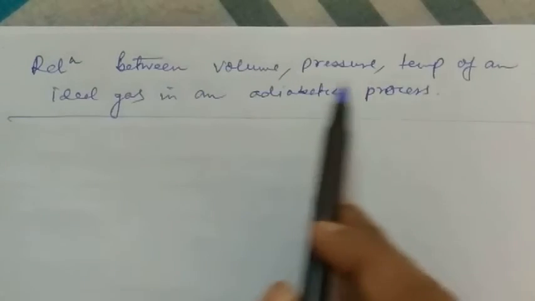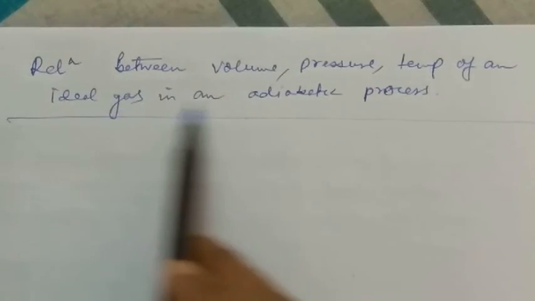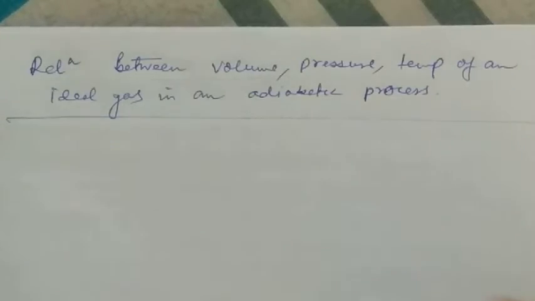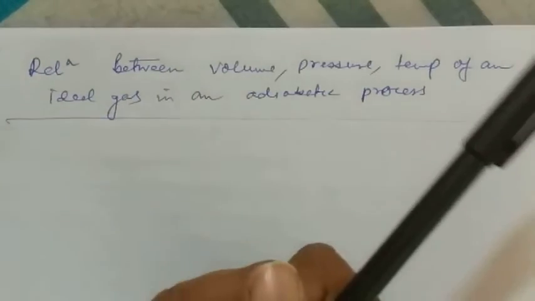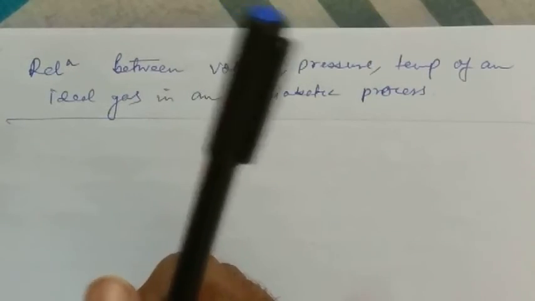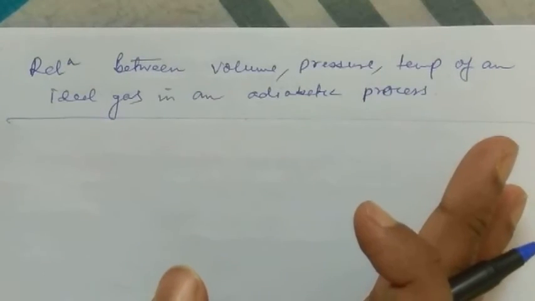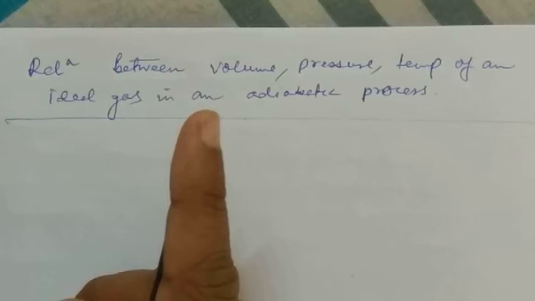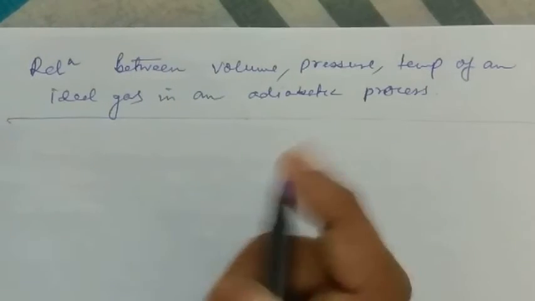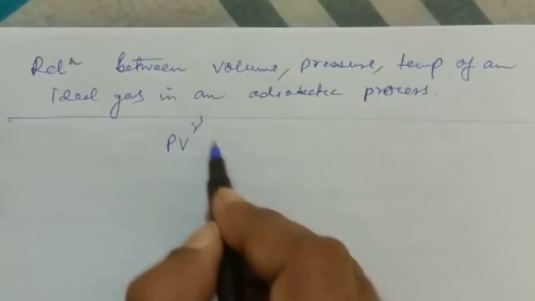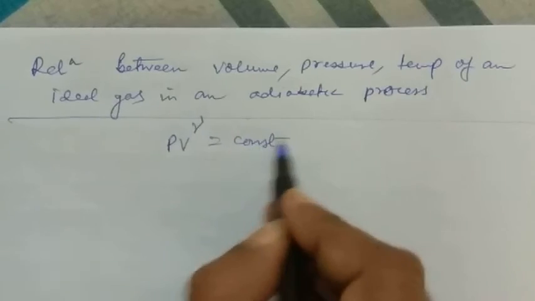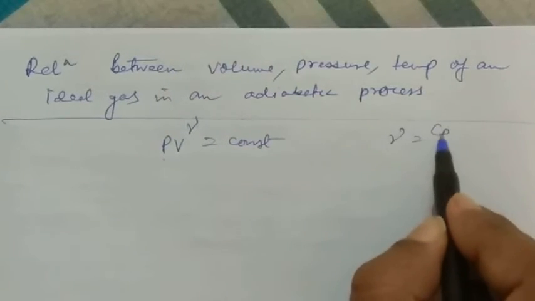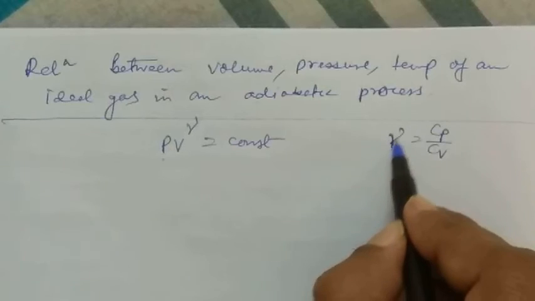Relation between volume, pressure, temperature of an ideal gas in an adiabatic process. In an adiabatic process of an ideal gas, the relation PV is equal to constant, that is the Boyle's law equation, is not obeyed, because here the temperature is no longer constant. Instead, we get the relation PV to the power gamma is equal to constant. You all know what is P, pressure, V, volume, and gamma was the ratio of the two specific heats, Cp by Cv.